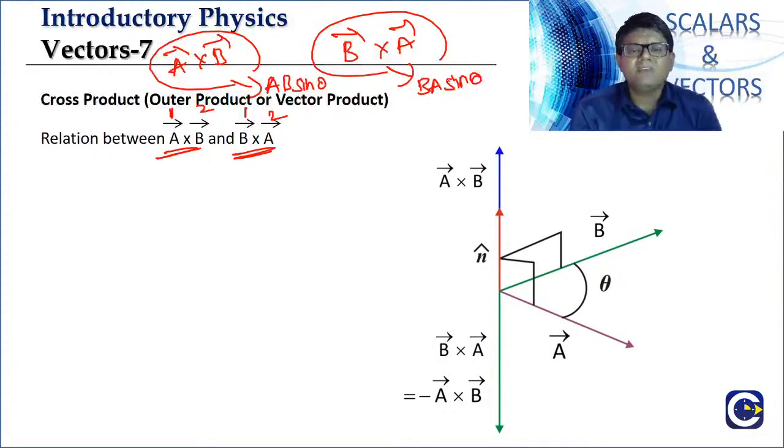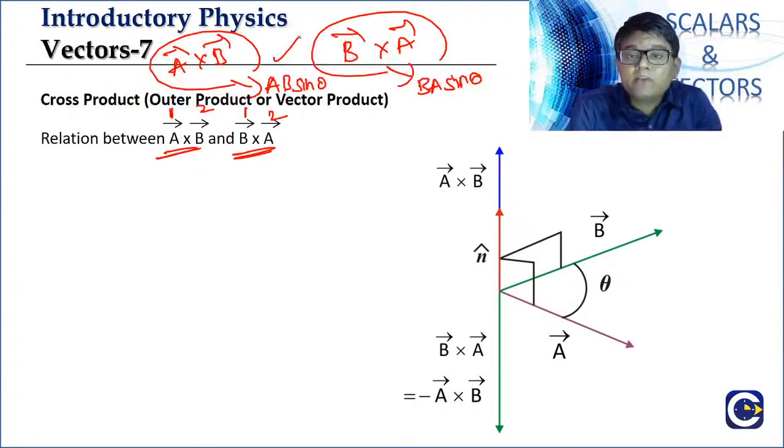Now, look at the previous question. What is the A vector magnitude? 8. B is 10. Theta is pi by 3. That is the example we took. So 8 into 10 into sine pi by 3. That is our A cross B magnitude.